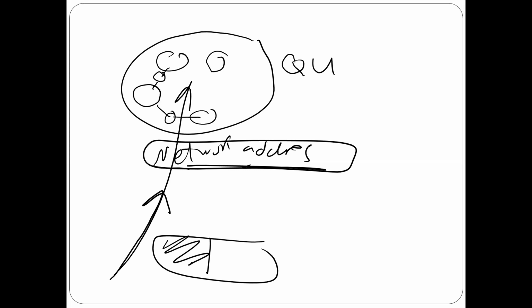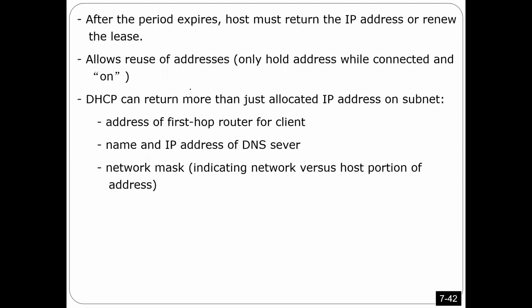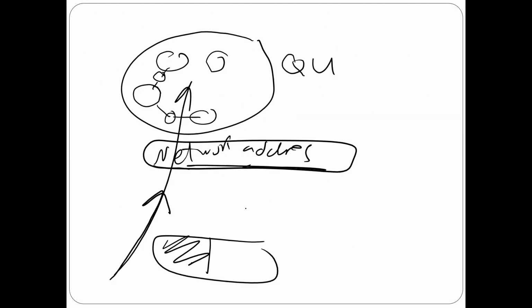All I'm going to do to send messages to Qatar University is see the network address. And then inside the network, as I explained last time, you are going to use the subnetwork. So outside Qatar University, we use the network addresses, but inside, we use the subnetwork addresses.